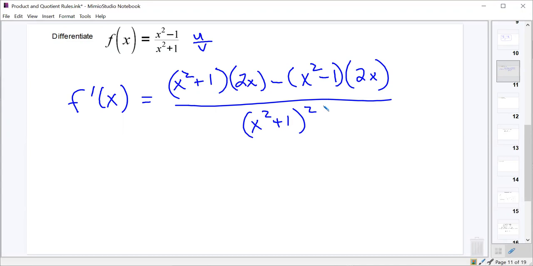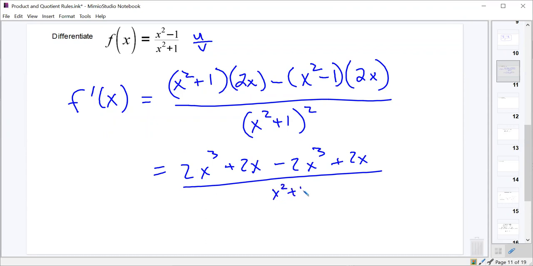Yep. All right, and for these, be nice if we simplify this out a little bit, because these will usually simplify down pretty nicely if it's just a polynomial over a polynomial. So that becomes 2x cubed plus 2x, and then minus 2x cubed, and then minus the minus 1 is plus 1 times the 2x, so plus 2x. And we should get a final answer of 4x over x squared plus 1 squared. Everybody good there? Cool.